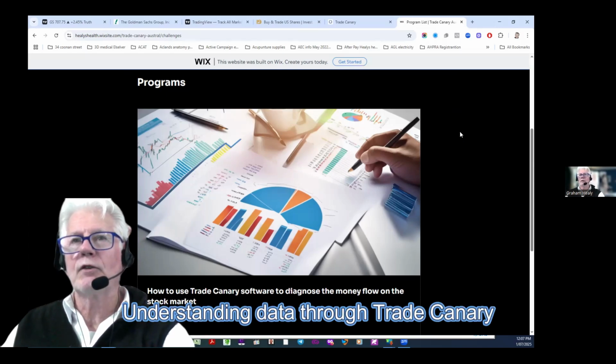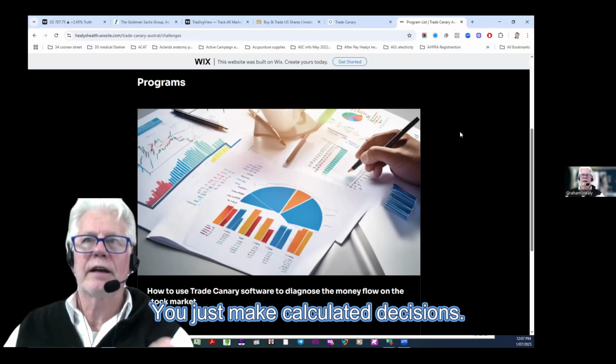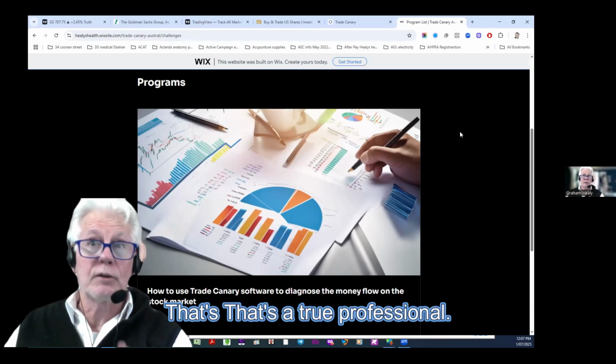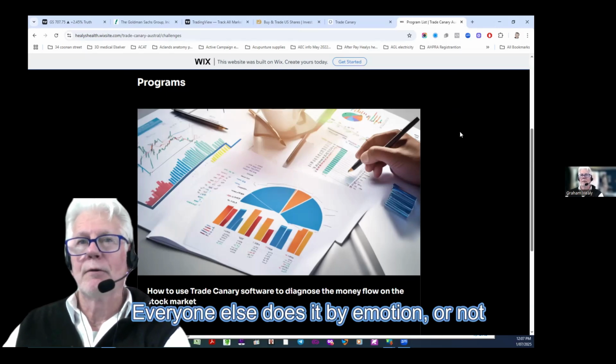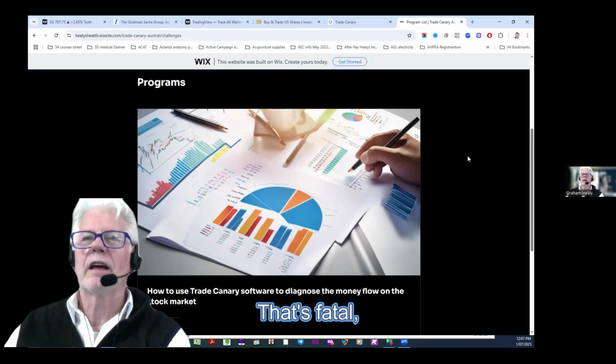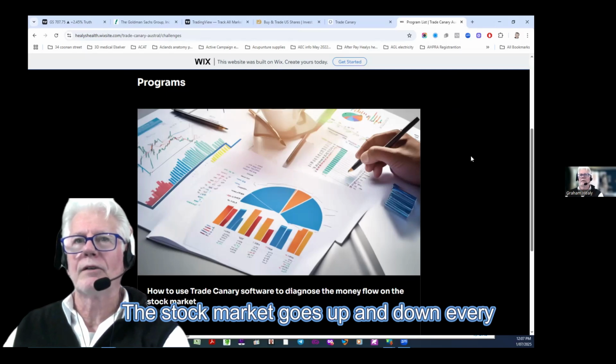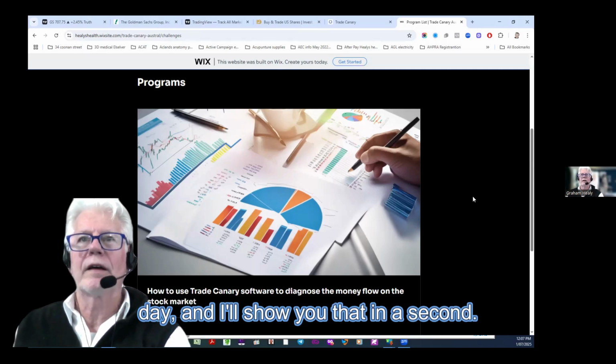Understanding data through Trade Canary takes all the emotion out of it. You just make calculated decisions. That's a true professional. A lot of people do it by emotion. That's fatal. The stock market goes up and down every day, and I'll show you that in a second.